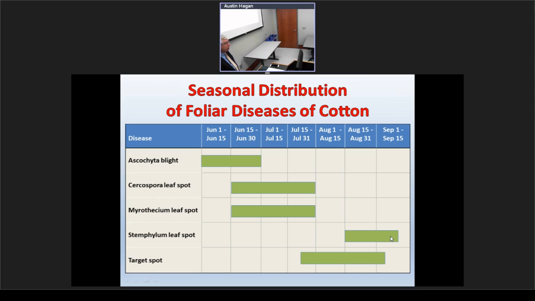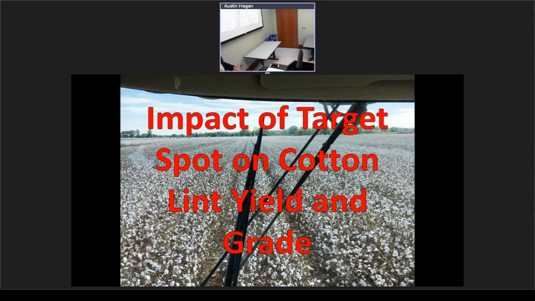Stemphylium tends to be a late season disease that may be associated with a late season potash deficiency or potash shock, and then target spot develops usually in the middle of July, and then usually by about the 1st of September it's run its course. So the question with target spot is, the first question is, does it impact yield?